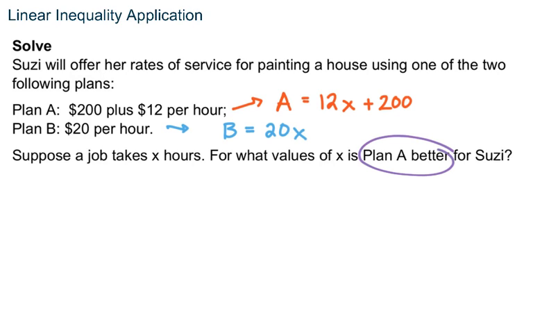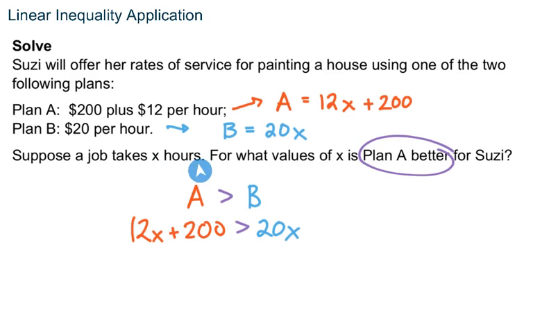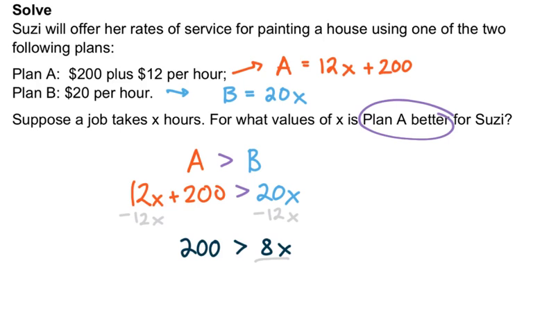Again, we want to know where plan A is better. So to me, we want to know where A is greater than B. So I'll say 12x plus 200, and that would be greater than 20x. So now we just need to solve this inequality for x. Remember, x represents hours. So I will subtract 12x from both sides. That leaves me with 200 is greater than 8x. And then I will divide by 8 on both sides.